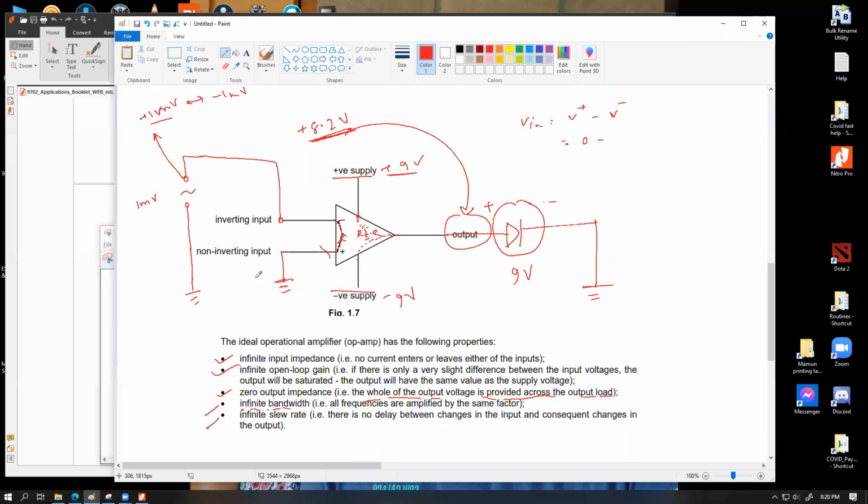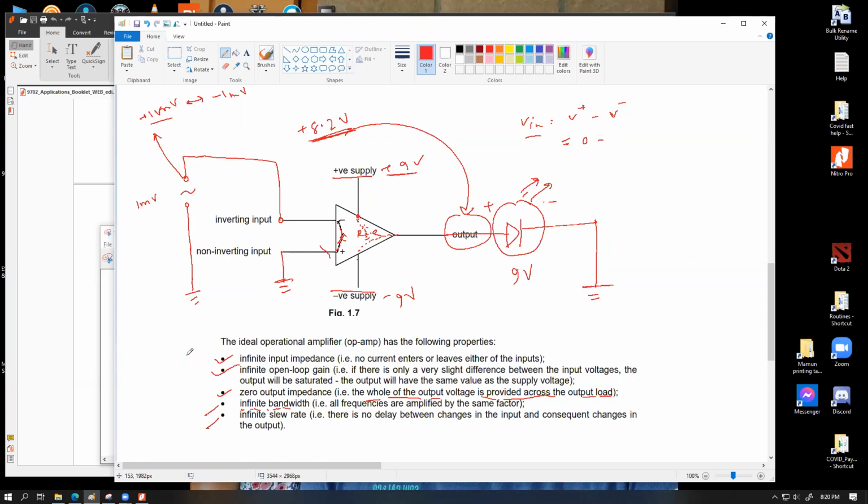It could be the other way around as well. I'm just making a simple representation for how this can work. So V plus can be 0 volt, and V minus can be alternately plus 1 millivolt or minus 1 millivolt. So input can be plus 1 millivolt, or input can be minus 1 millivolt, vice versa. So this would lead the output to be plus minus 9 volt. Every single time the output is positive, this LED will glow because it will be in forward bias.